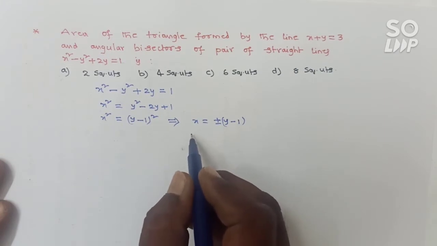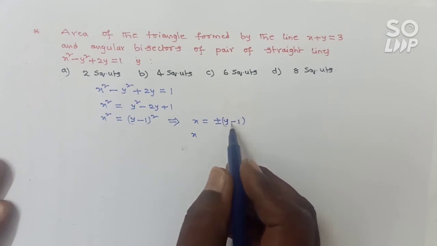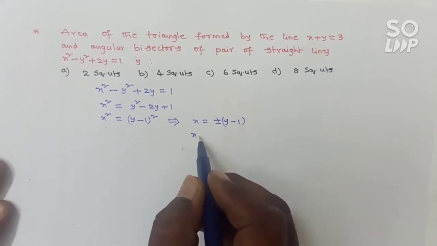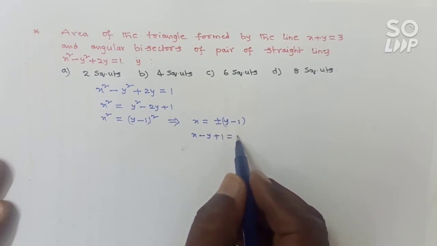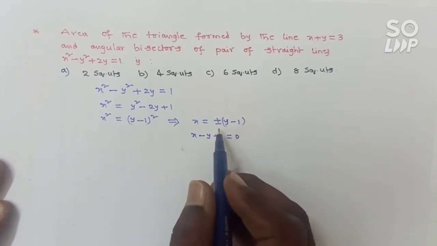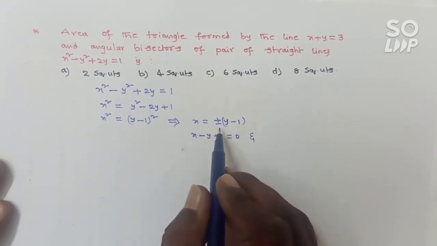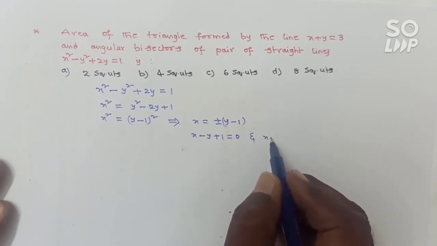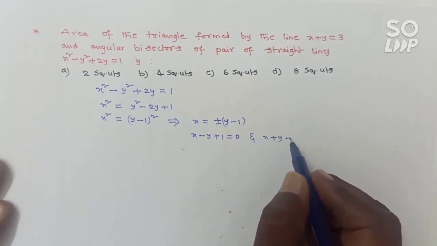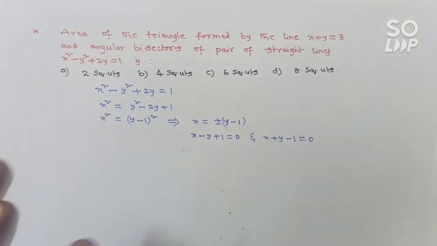One line is x equals y minus 1, that means x minus y plus 1 equals 0. And another line is x equals minus of (y minus 1), meaning x plus y minus 1 equals 0. So only these are the factors of the given pair of lines.